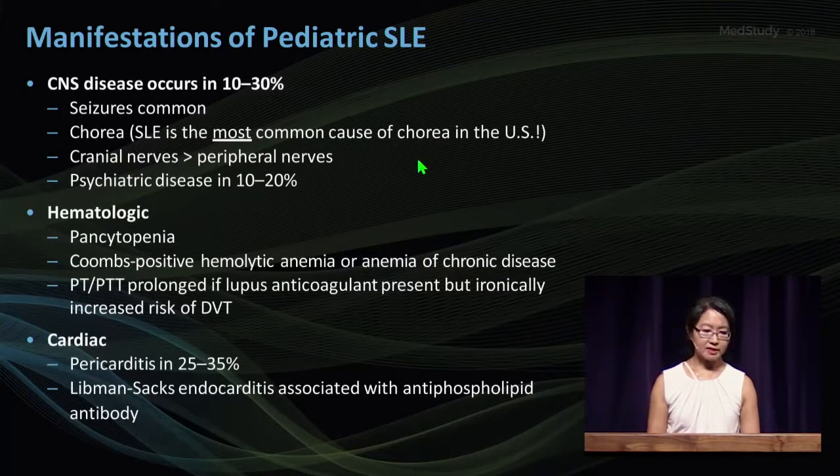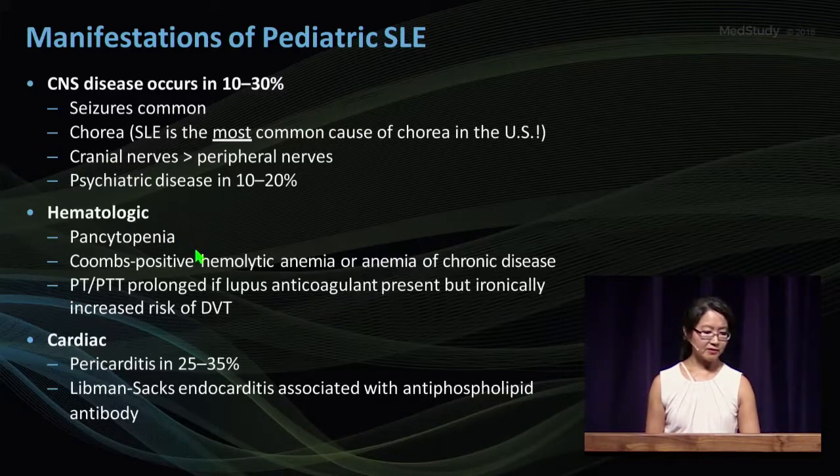CNS disease can occur in 10 to 30% of patients. So these patients can present with seizures, they can present with headaches that are refractory to narcotics. Chorea, so these patients can have abnormal limb movements, and in fact, lupus is the most common cause of chorea in the United States. Cranial nerves are more affected than peripheral nerves, and psychiatric disease, such as psychosis, can occur in 10 to 20% of patients.